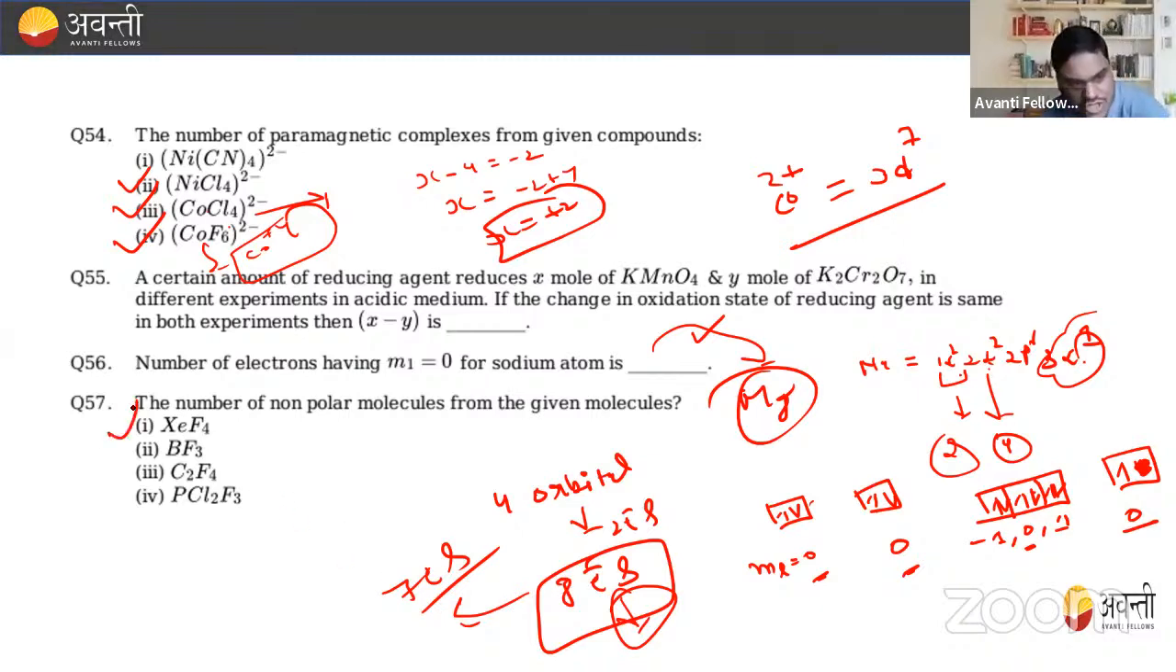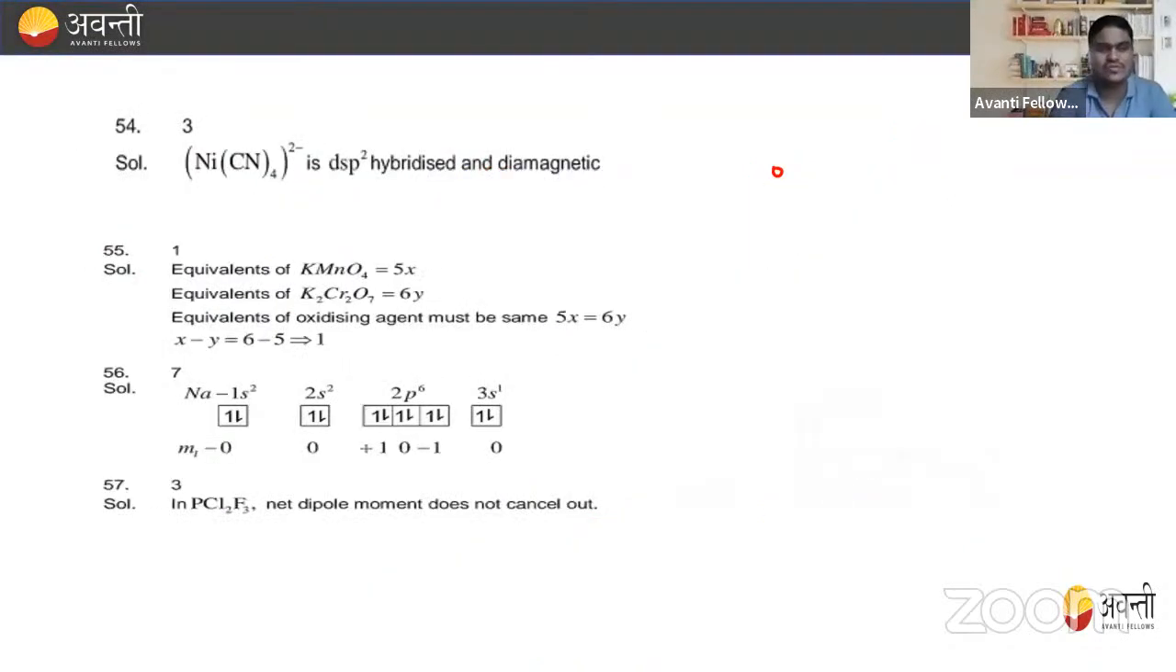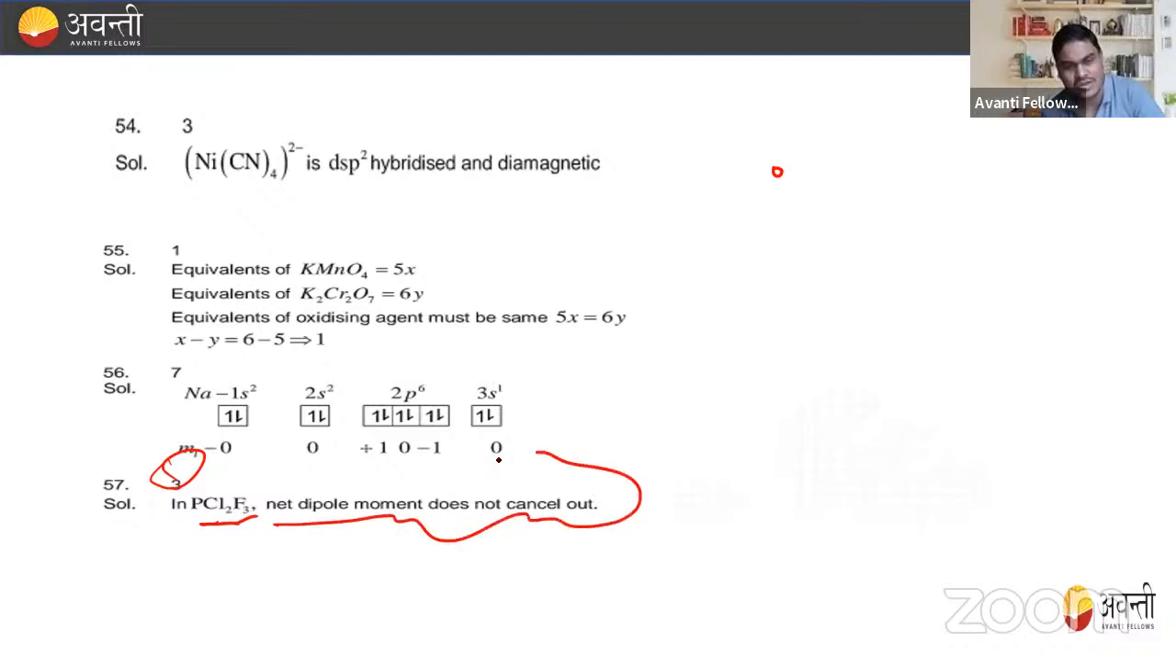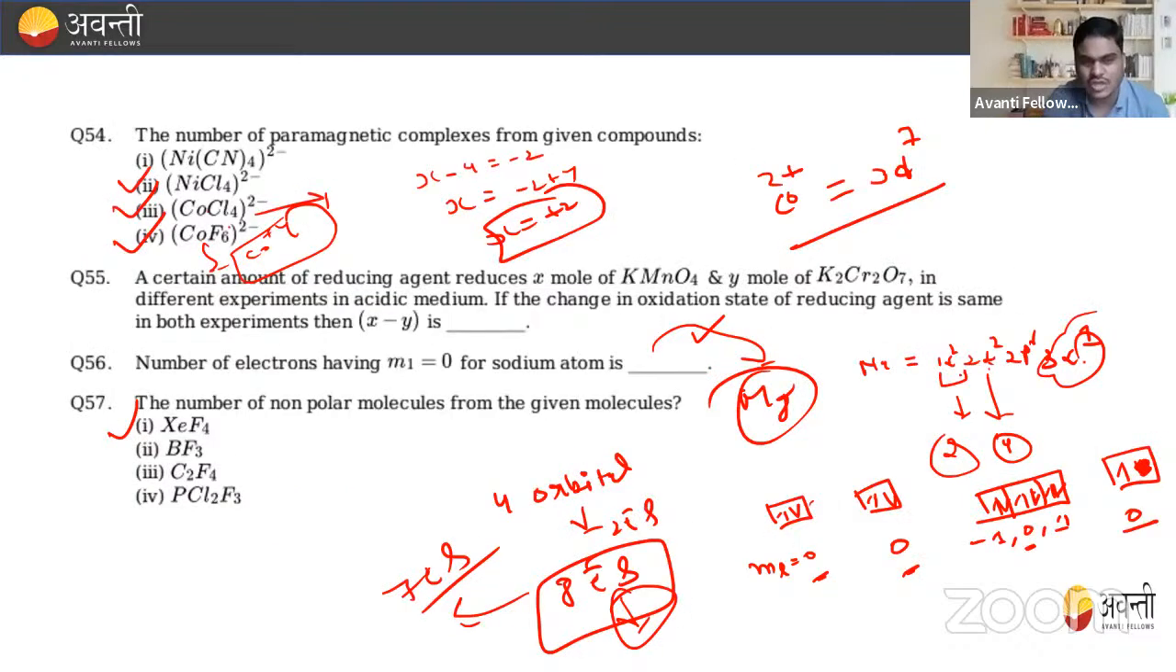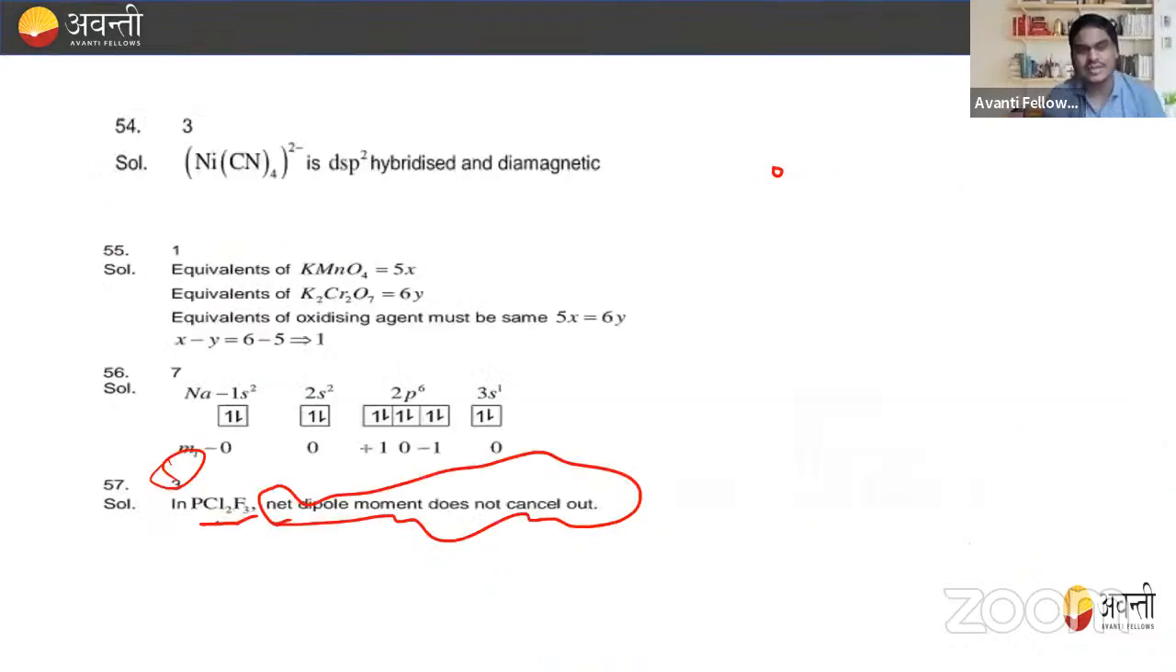Now the next question is question number 57. The number of non-polar molecules from the given molecules. You have to identify the number of non-polar molecules. So we know that in PCl2F3 the net dipole moment does not cancel out. In this only the dipole moment is not cancelled, the rest are dipolar. So the non-polar molecule is what? That is PCl2F2.